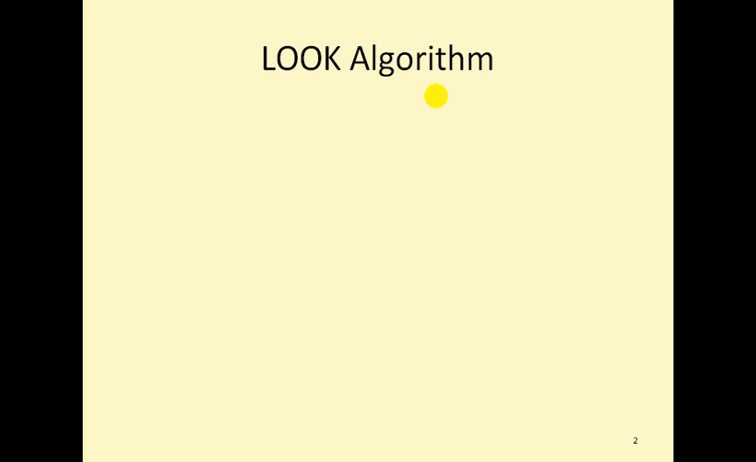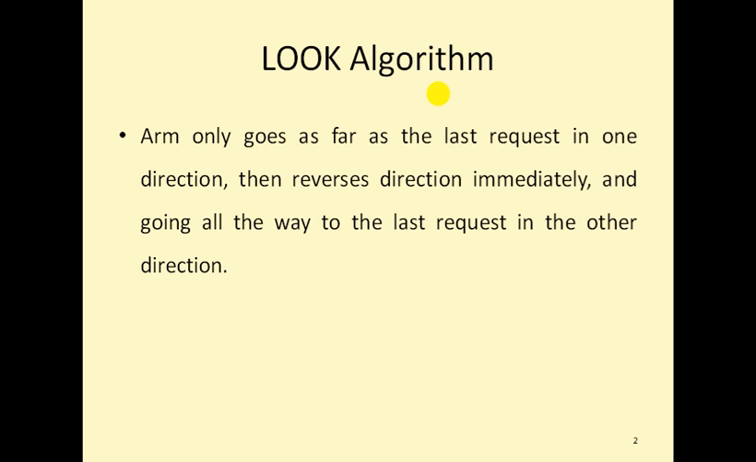In the Look algorithm, with the requests given, our disk head moves in one direction. Here the direction is very important. Like in the SCAN algorithm, it takes one direction, accepts all the requests in that direction and stops at the last request in that direction. Then it comes back, that means it takes the reverse direction, and again accepts all the requests in that direction and stops at the last request. So it's very simple.